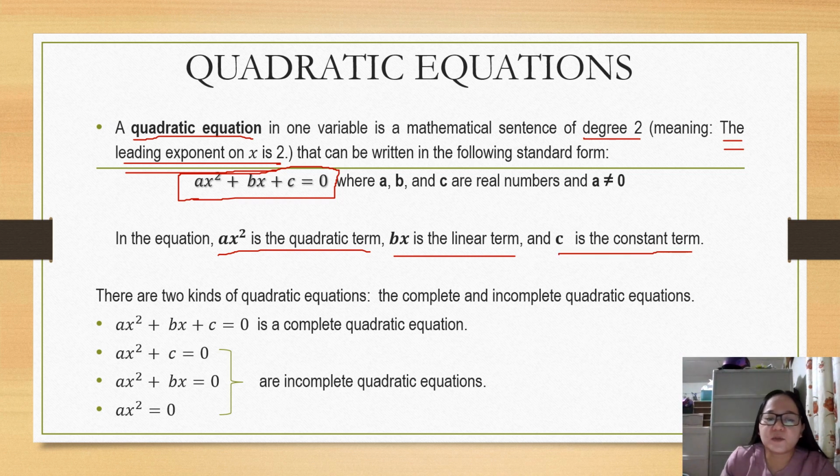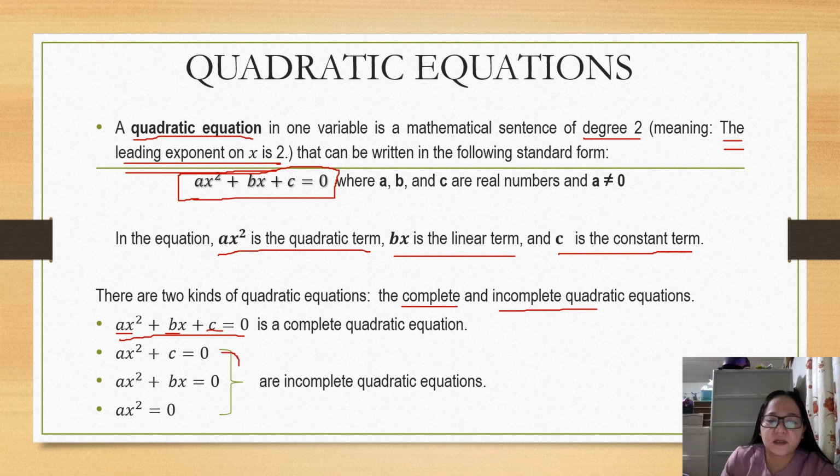Now, there are two kinds of quadratic equations. We have the complete and incomplete quadratic equations. Ax squared plus bx plus c is equal to 0 is an example of a complete quadratic equation. As you can see, we have a quadratic term, a linear term, and a constant term.